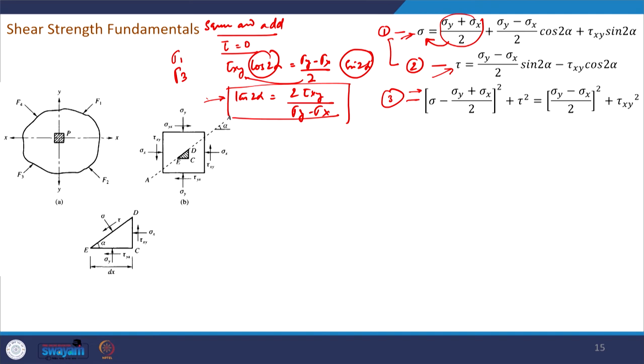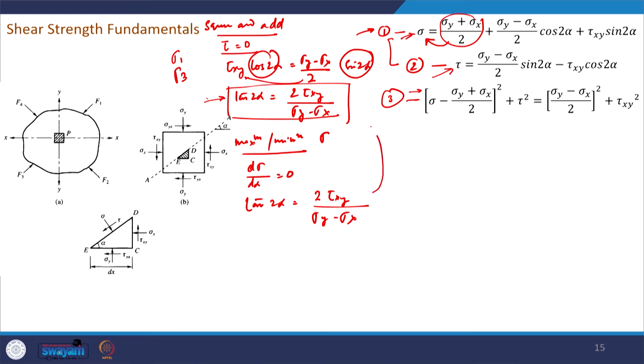If you see equation 1, and if you are also interested to find out the maximum or minimum normal stress, all right, maximum or minimum value of sigma, what you do, you just do d sigma by d alpha equal to 0. So, once you do that again, you land upon the same expression here, that tan 2 alpha is equal to 2 tau xy divided by sigma y minus sigma x.